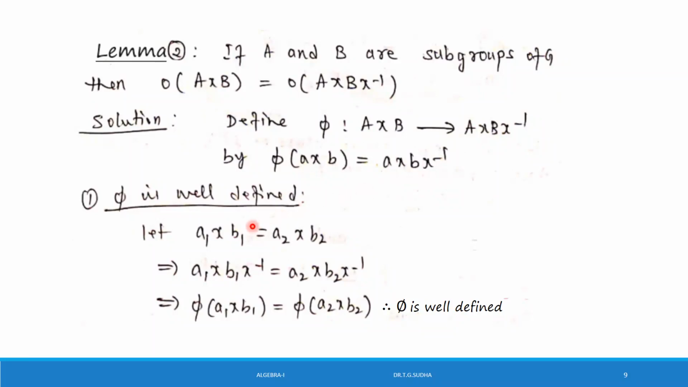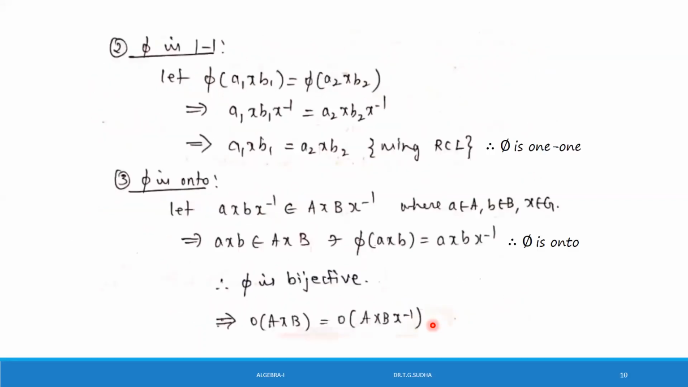Now let us show that this mapping is well defined. Let us take two elements equal. a1 x b1 is equal to a2 x b2. Now let us operate with x inverse from the right side. Since x is an element of G, its inverse exists, so we can operate from the right side and obtain a1 x b1 x inverse is equal to a2 x b2 x inverse. But from the definition of phi, this element is phi of a1 x b1 and the element on the right hand side is phi of a2 x b2. Therefore, phi is well defined.